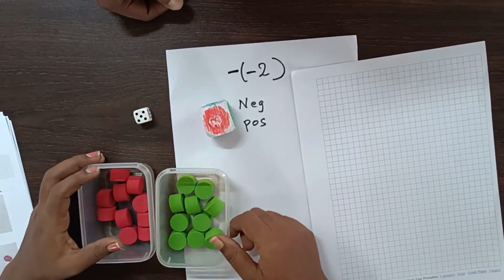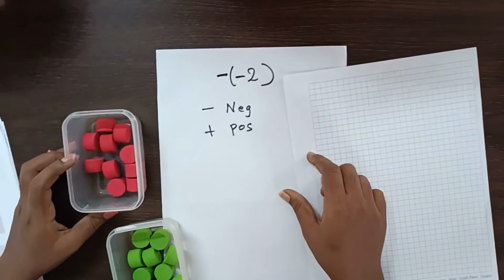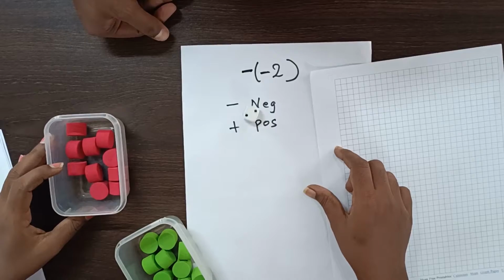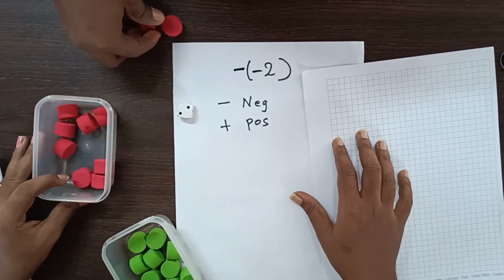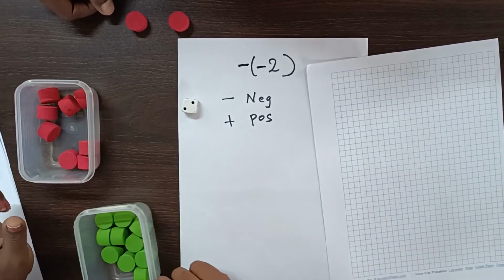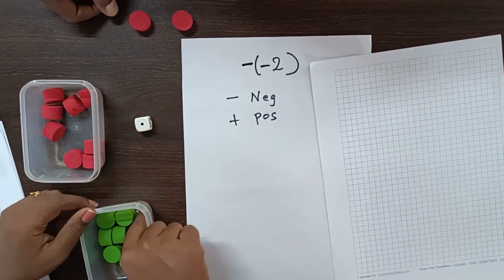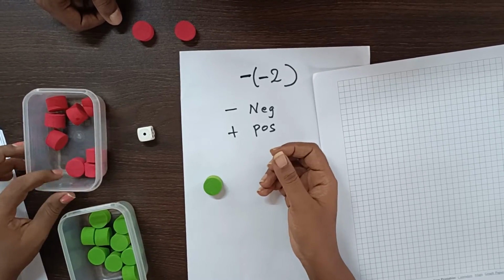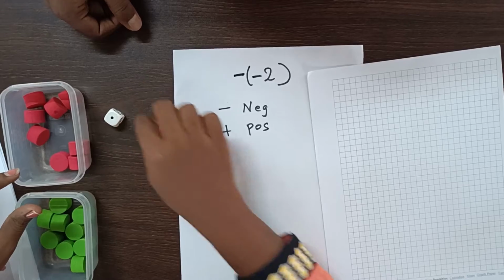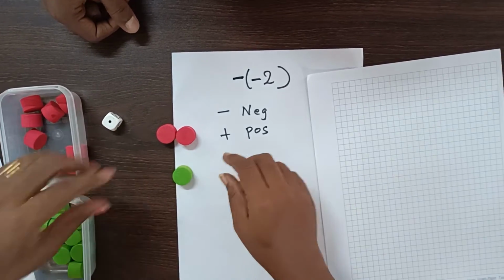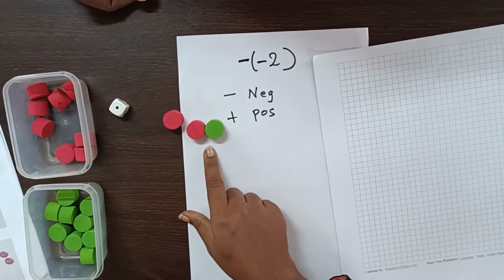So now it is red and the number is 2. Okay, red 2, and I am left with green. So I've got 1. So that is 1. So now when we add negative 2 with positive 1, we'll first pair as we did in activity 1.